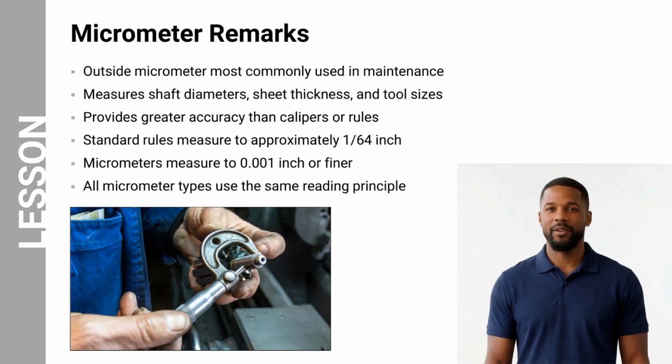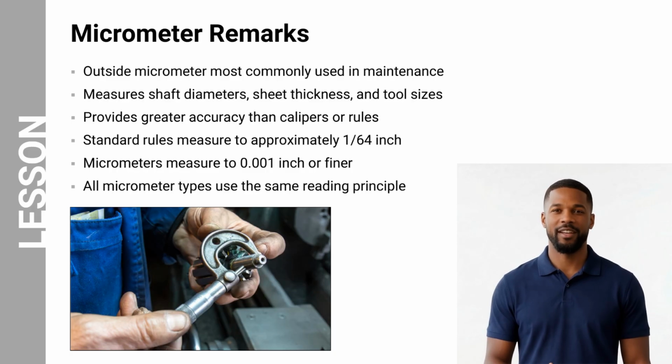The outside micrometer is the most commonly used type in maintenance work. It is used to measure shaft diameters, sheet thickness, and tool sizes. Micrometers provide greater accuracy than calipers and standard rules. The standard rule measures to approximately 1/64 inch. Micrometers measure to the thousandth of an inch or finer. Despite differences in design, all micrometers operate using the same reading principle. This makes them consistent and reliable tools across various applications.